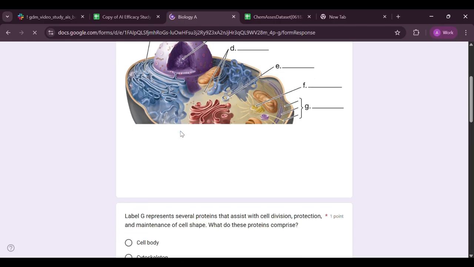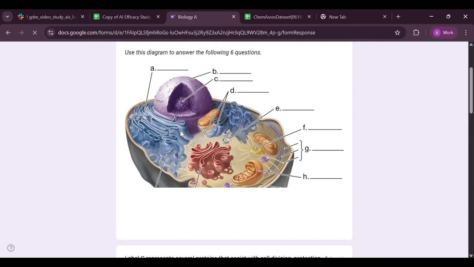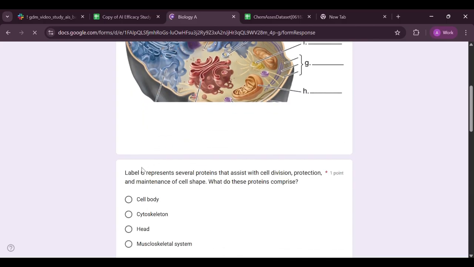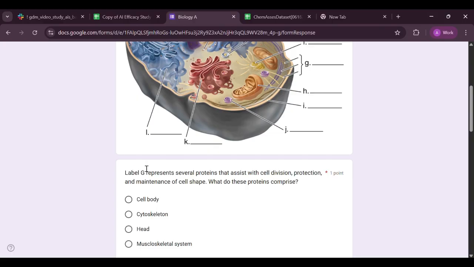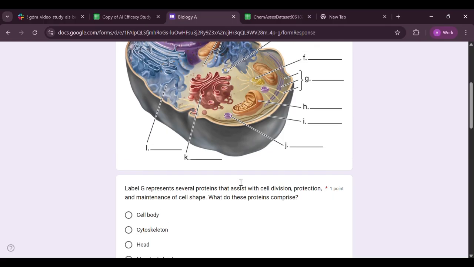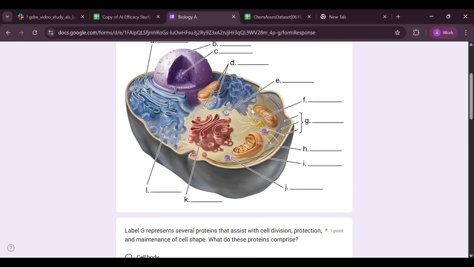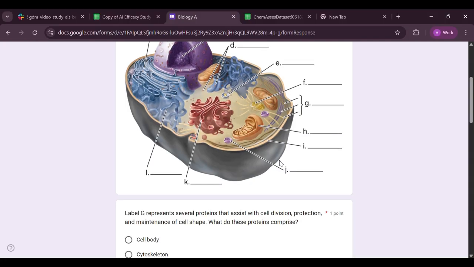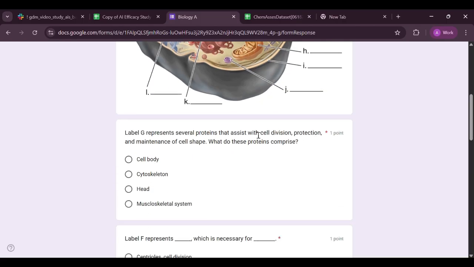Okay, the first question is: label G represents several proteins that assist with cell division, production, and maintenance of cell shape. What do these proteins comprise? As we can see, G is what we are looking for, and in the plant cell structure there is also this kind of structure. So the right option for this is cytoskeleton.